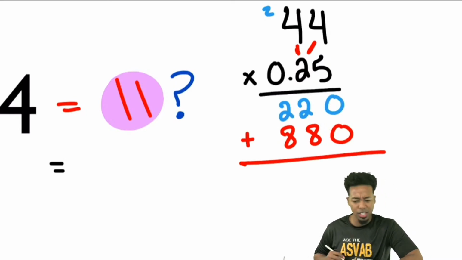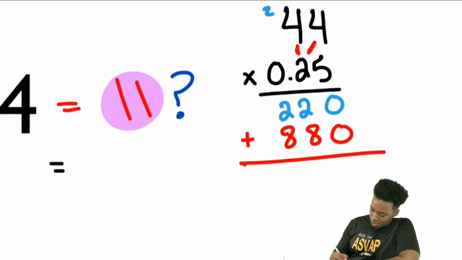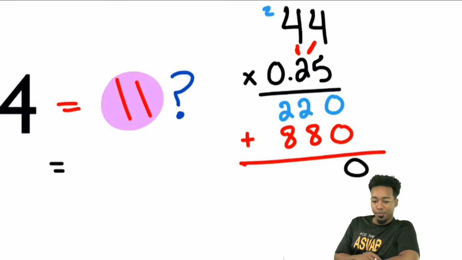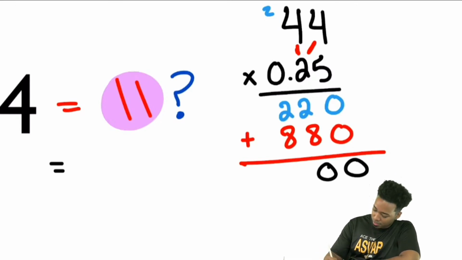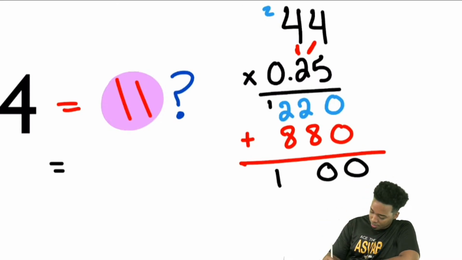Okay, you might be looking at this and you might say, Coach, how does that equal 11? Hold on, my child. Here we go. 0 plus 0 is going to be 0. Let me use a different color there. So we're going to have 0 plus 0 equals 0. 2 plus 8 equals 10. And then 2 plus 8 equals 10. Carry the 1 is 11.